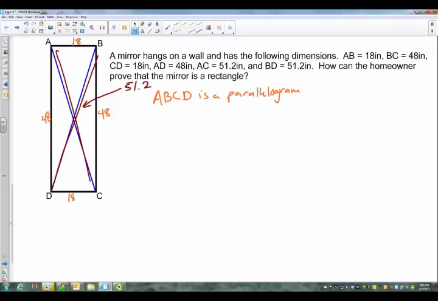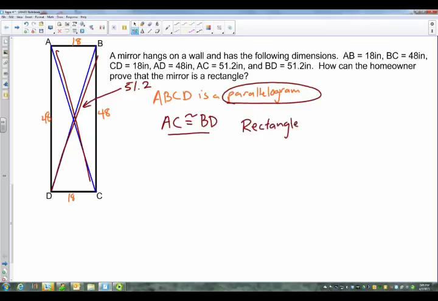Well, we had a theorem that said if your diagonals are the same, then it is a rectangle. So because it's a parallelogram and because AC is congruent to BD, parallelogram, diagonals are the same, that means this is a rectangle. Alright, and so that one's a little bit more just logical thinking, but that is enough proof for us to say that it is indeed a rectangle.